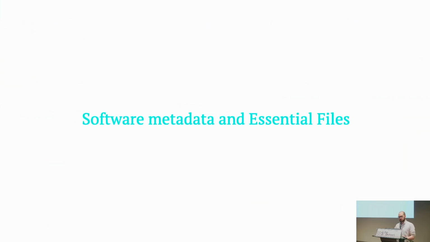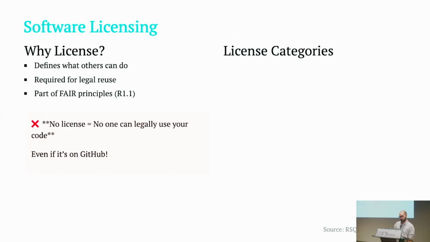Then we'll talk now about the metadata and some essential files that you should add to your repo. So first, licensing. Why license? The license defines what others can do with your software. So it's legal information. It's also part of the FAIR principles. But if you don't have any license in your code, actually no one can even use the code. So it makes it pretty useless. Even if it's open source and everyone can find the code, legally they can't do anything with it.